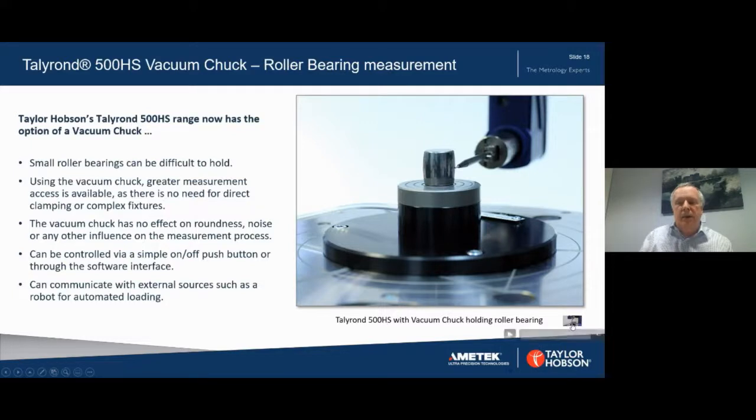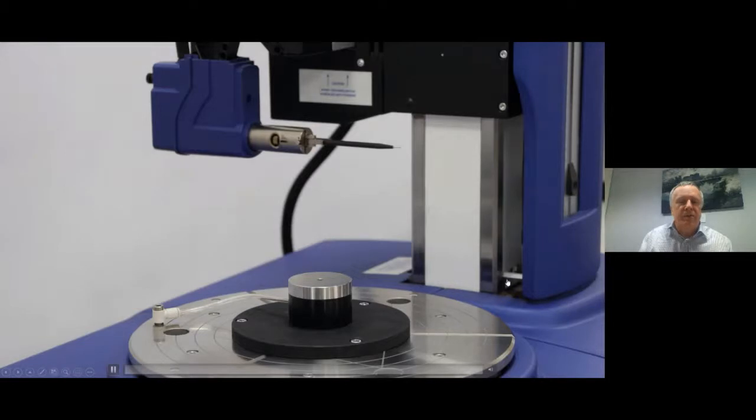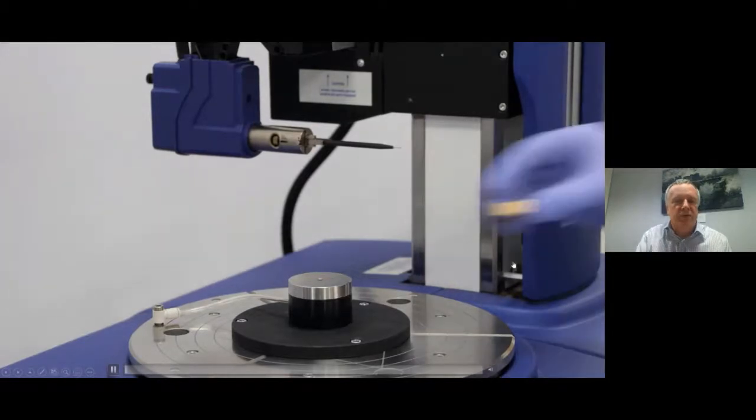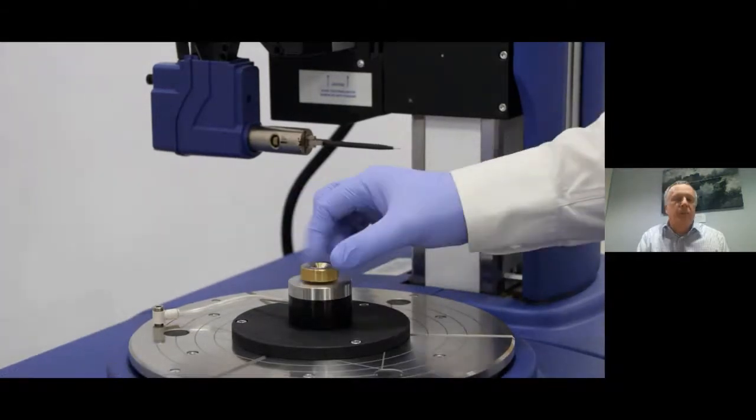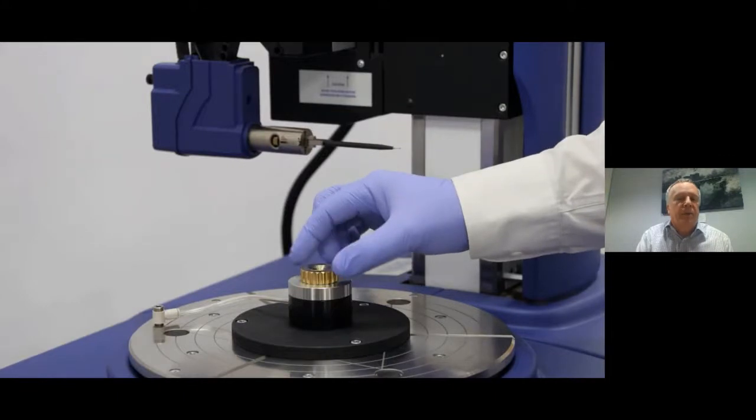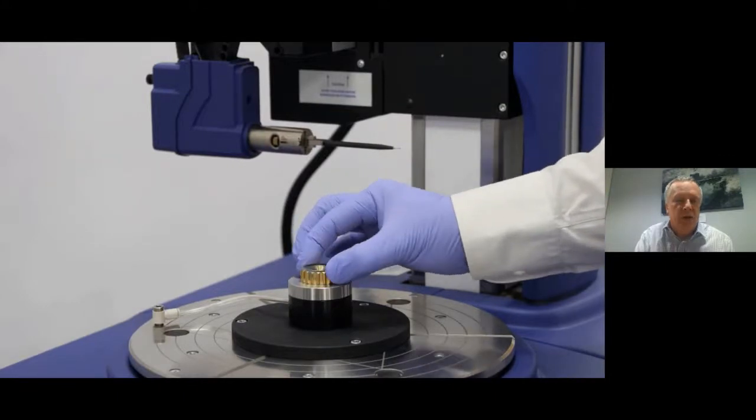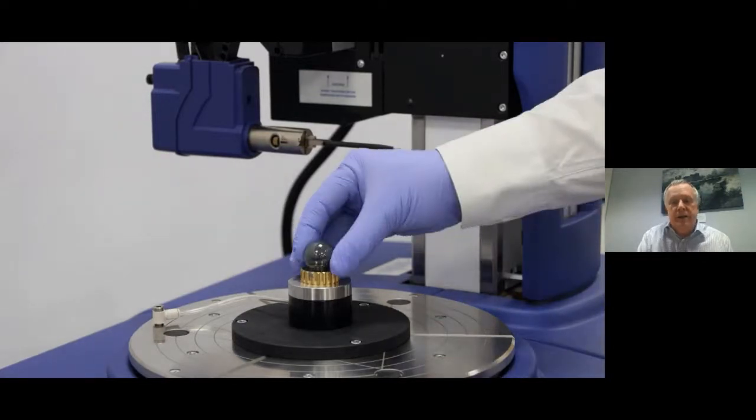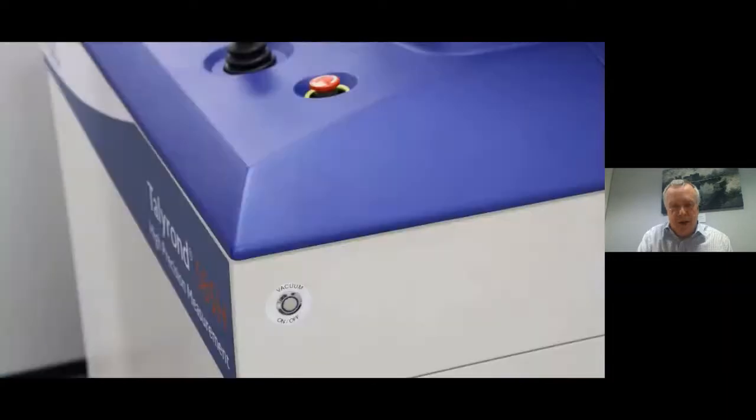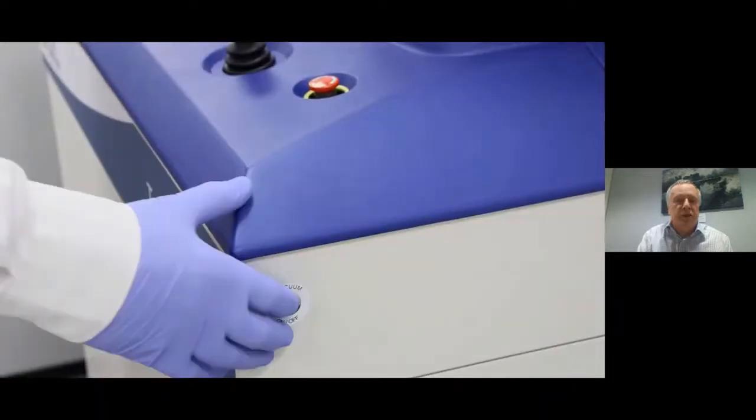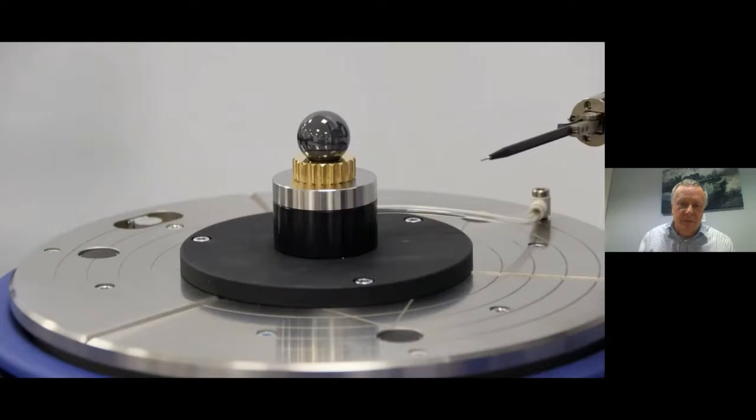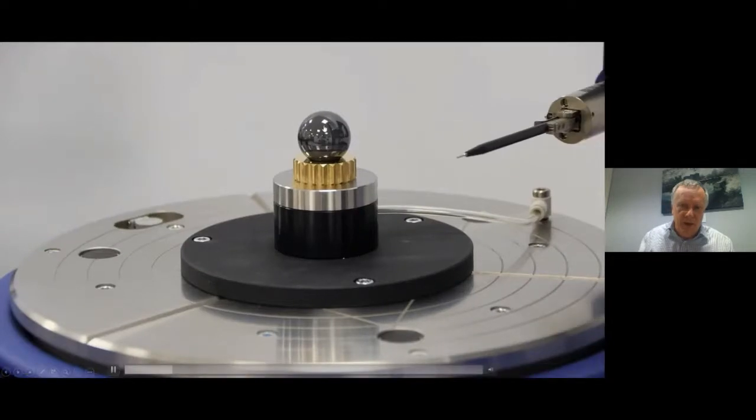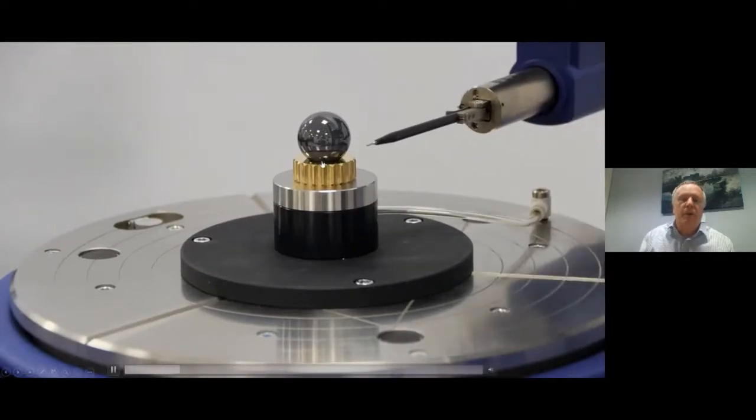And let's have a look at the vacuum holder now. The vacuum holder is available not just for roller bearings, but also for ball bearings and for any other parts for which we can make special fixtures. Ideal for particularly small parts. The holder is diamond turned, and we're now switching on the vacuum, and the ball is being held in place in this cup, precision cup, on the Talyrond system there.